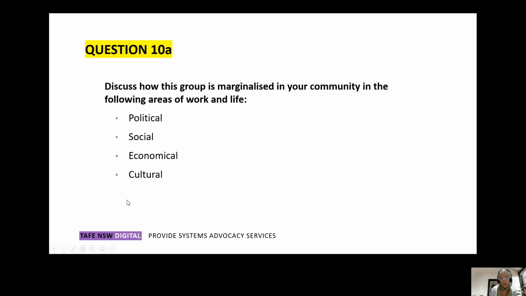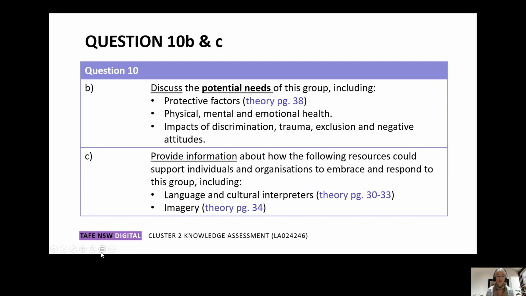And then part A, you're going to talk about how they've been marginalised. And you need to give examples for each of these areas: politically, socially, economically, and culturally. So remember to address each of the four, not just one broad answer, but each of those. Okay, part B of this question says discuss the potential needs of the group. So what are their needs and what are the protective factors? So what do they need in terms of protecting this group?